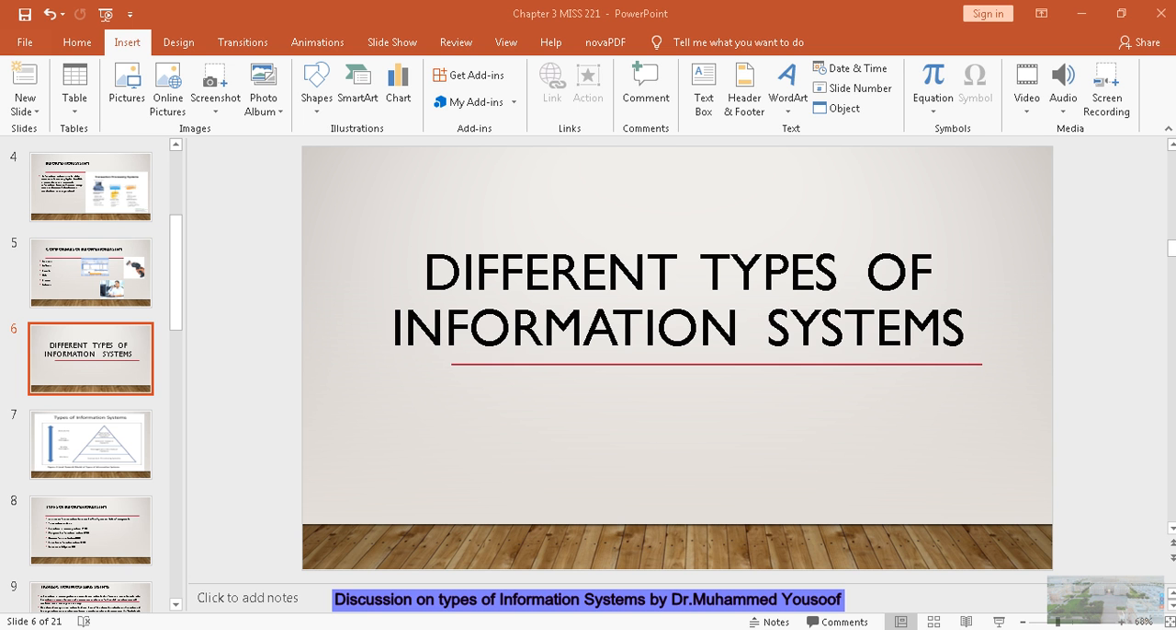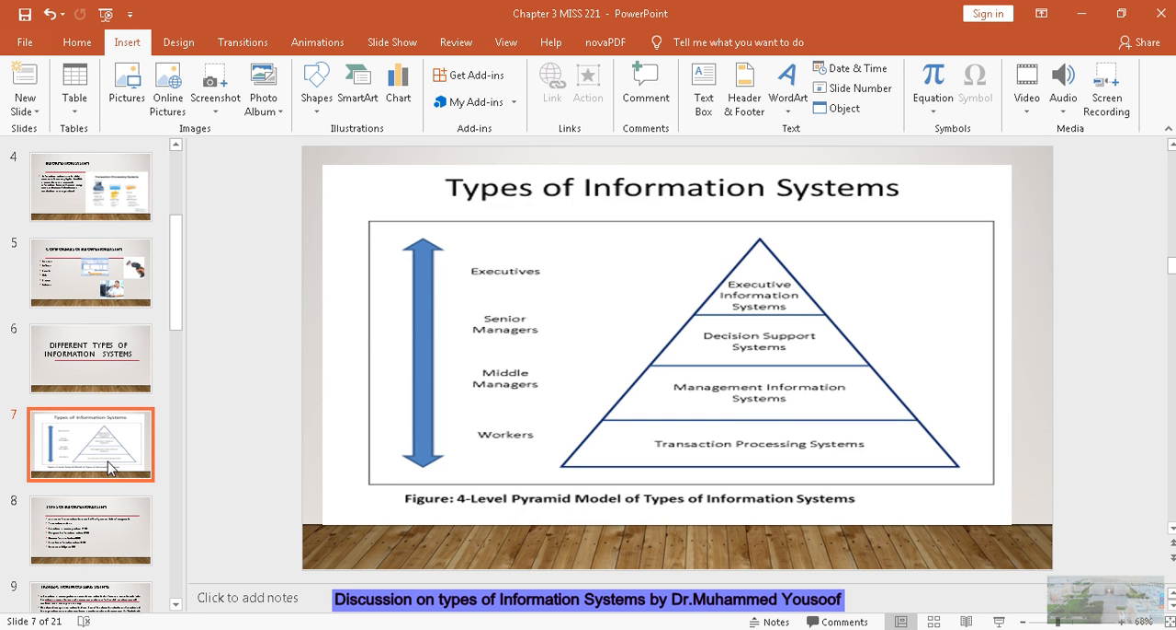There are mainly 5 components in the information system which we have already seen: people, hardware, software, process and data. Now these are a review of the previous things that you know about the information system. But we never knew that there are different types of information systems until now. Now I am going to introduce to you the idea of the different types of information systems.